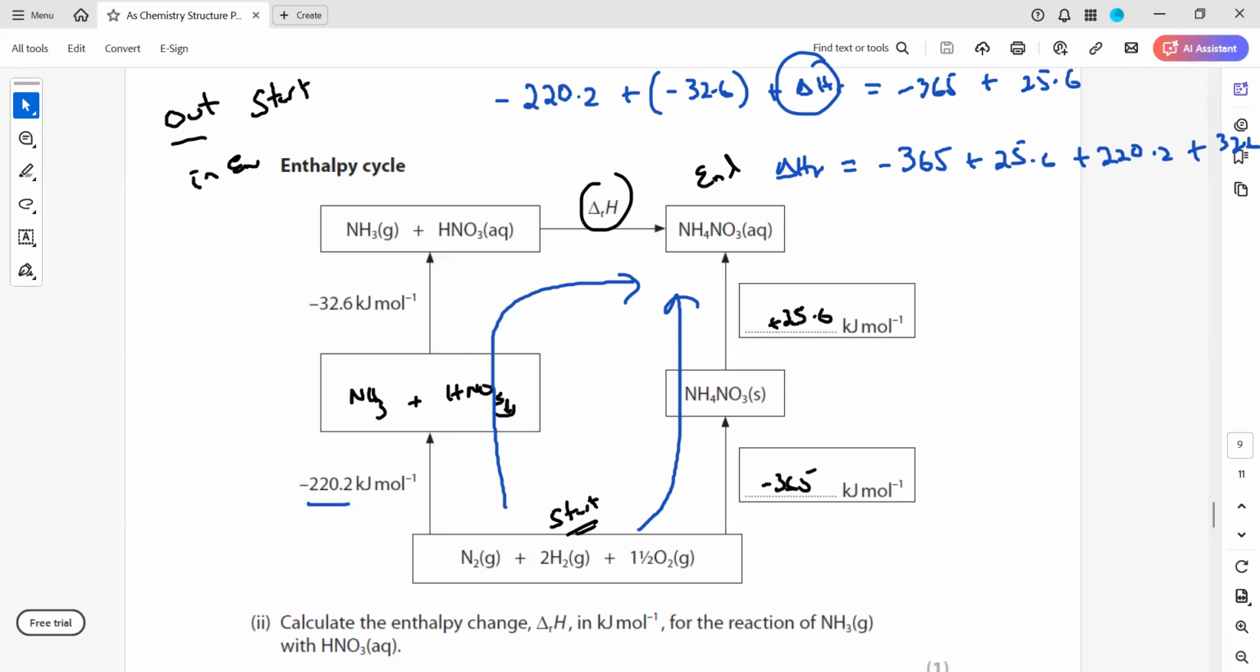You just have to simplify. What's the final answer here? The enthalpy change of this reaction. Sum them and subtract it from 365. So minus 87.2. Okay. So negative 87.2 kilojoule per mole is the enthalpy change of this reaction.